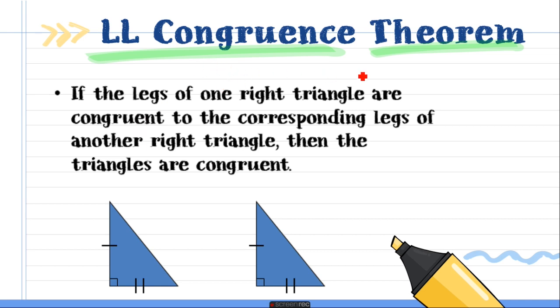The definition of the LL Congruence Theorem is that if the legs of one right triangle are congruent to the corresponding legs of another right triangle, then the triangles are congruent. We are pertaining to the two legs of the right triangle. In these figures, this leg is congruent to this corresponding leg. That's L, and then this leg is congruent to this corresponding leg. L, L, making it LL.